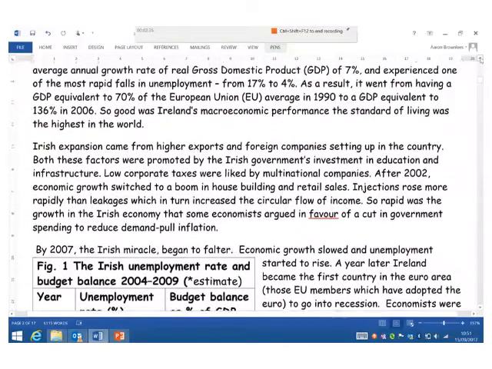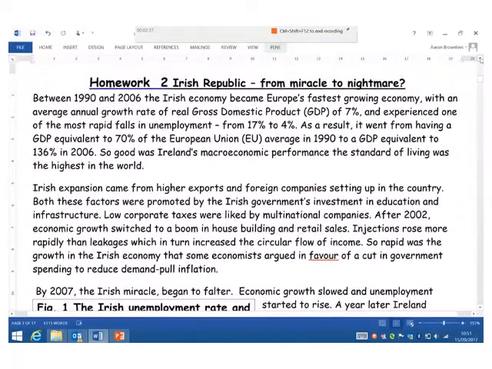So first of all, we'll have a look for the economic growth question. So straight away, between 1990 and 2006. So we've got the period, it's going to be somewhere around here. Became the fastest growing economy. We've got the average growth rate of 7%. That might be a good bit of application that we could put in on a question. Also, rapid fall in unemployment. That would probably be useful for the second question.